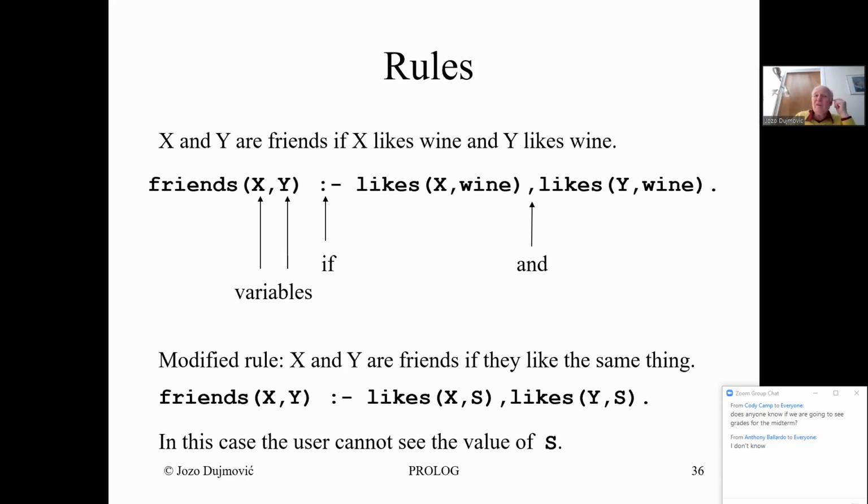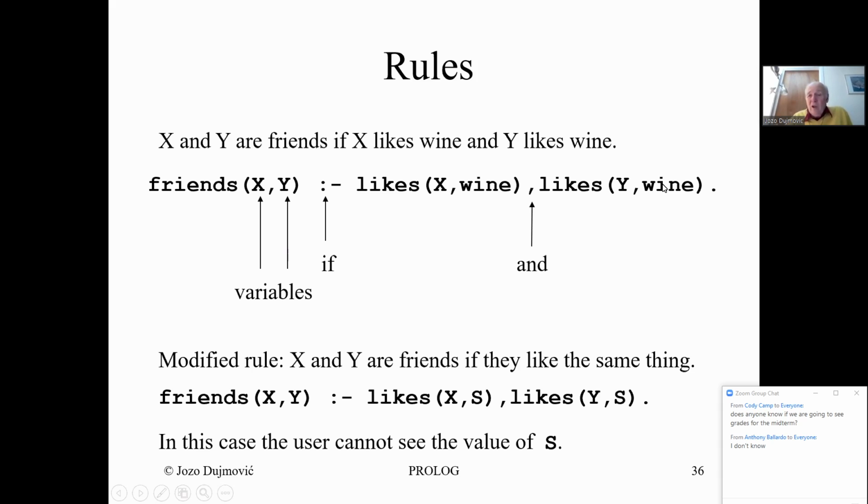So let us return to our previous example of friends. Friends are X and Y if X likes wine and Y likes wine. We have here X and Y that are variables. We have here if X likes wine, Y likes wine. Now, we focus on this wine. Wine is a constant. It is a symbolic constant. It is an atom. And wine is here and wine is here. So X must be wine and Y must be a person who likes the same wine.